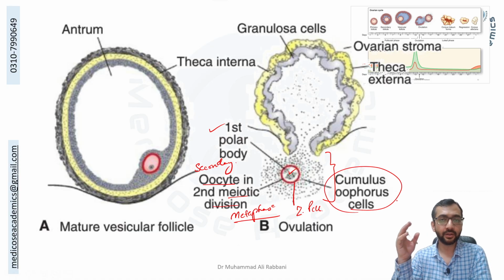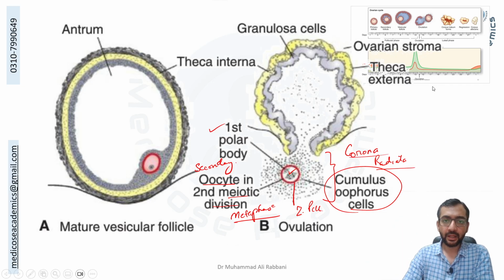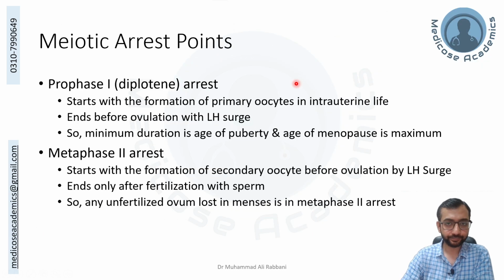You will not hear the word cumulus oophorus or granulosa much further on. You will mostly use the word corona radiata, but the cumulus oophorus cells, the ones that will be shed off, are still there. In some books, corona radiata and cumulus cells are used interchangeably. And then you have this follicle in the yellow. You have theca interna and externa, and then you have granulosa cells, and you have the antral cavity.